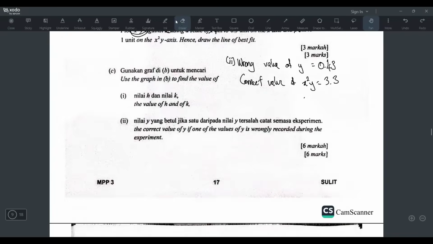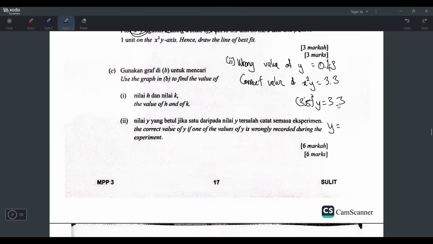So that means x is 3.5 square times y is 3.3. And to find y, I have to take the 3.3 divide with x square, and the x is 3.5. So I will press now 3.3 divide 3.5 square. Let's see what I get in my calculator. You wait for me. I'm pressing. Okay, this one I'll write 4 significant figures. So 0.2694. Actually, it's 0.269388, so I round off to 4 significant figures. So it will be 0.2694.